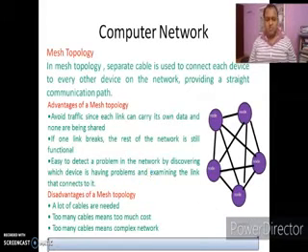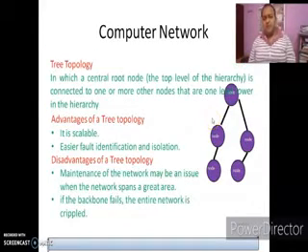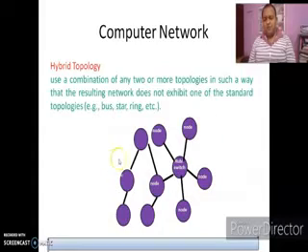Next is mesh topology. In mesh topology, we are just removing the link proper. Every individual node is connected to the other individual node via wire. If any one of them crashes, it is identifiable. Now, tree topology and hybrid topology.